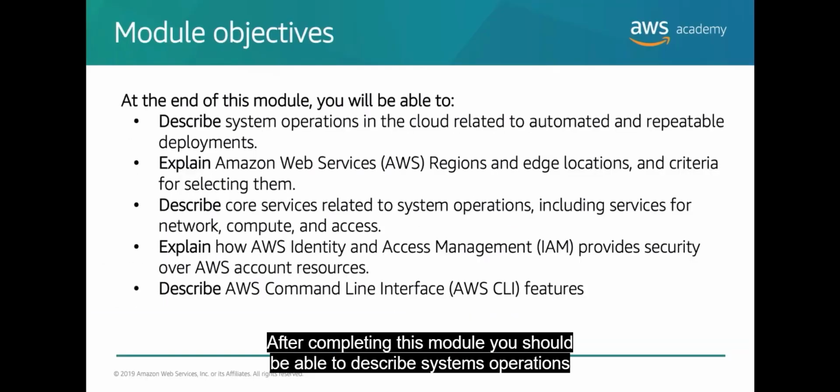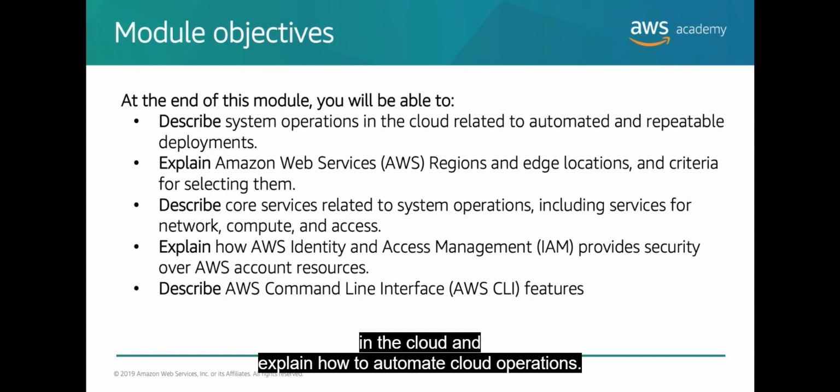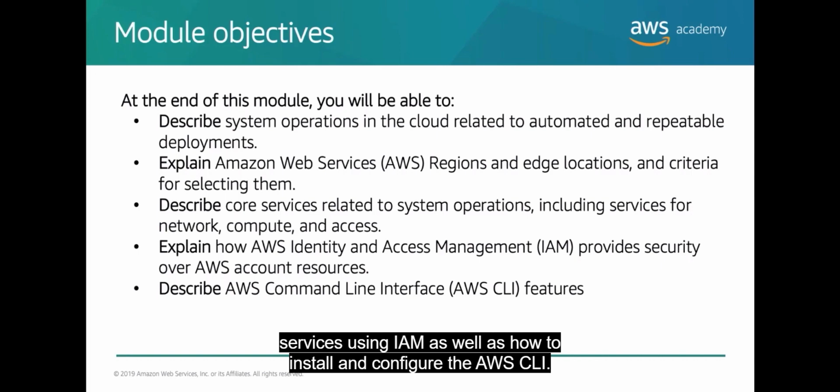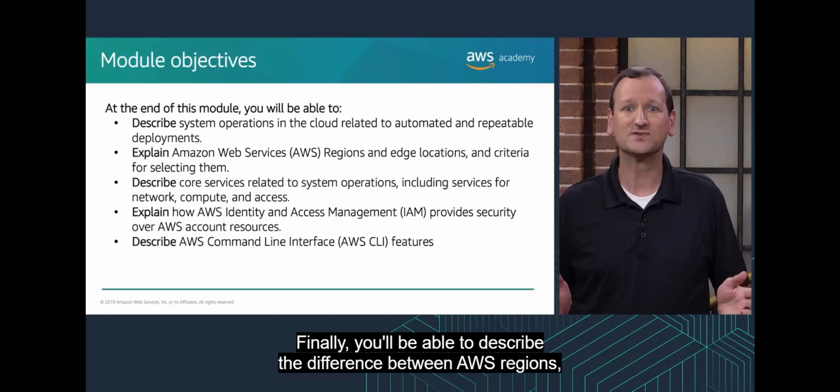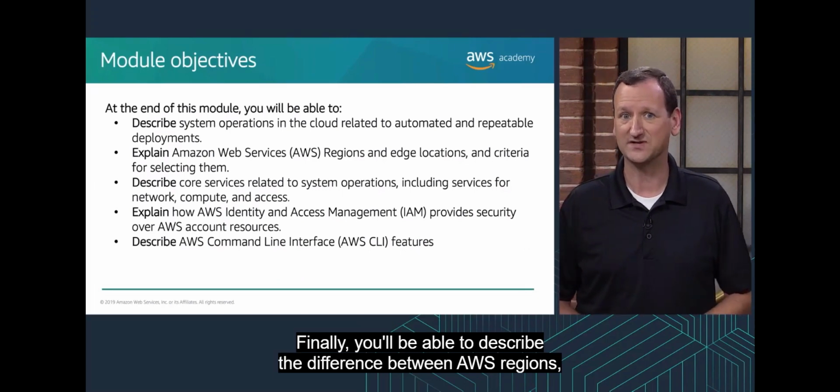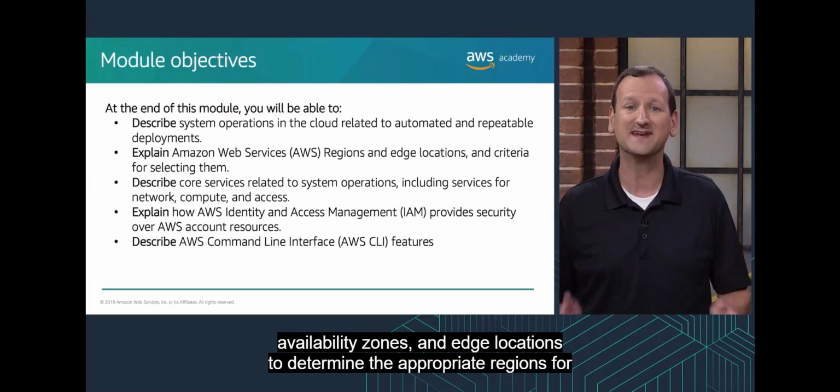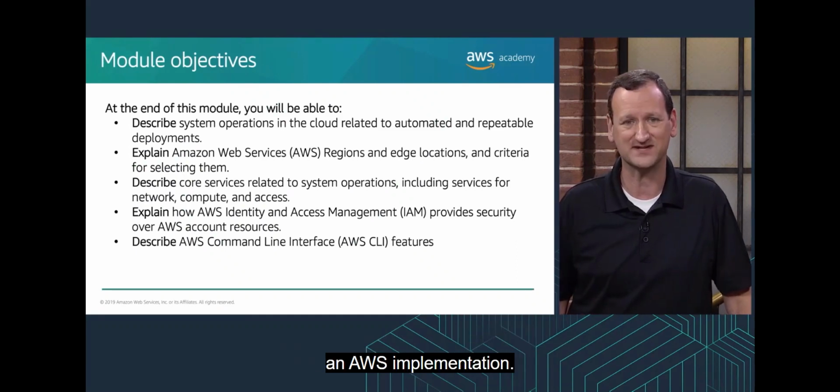After completing this module, you should be able to describe systems operations in the cloud and explain how to automate cloud operations. You will also be able to explain to a colleague how to control access to AWS services using IAM, as well as how to install and configure the AWS CLI. Finally, you'll be able to describe the difference between AWS regions, availability zones, and edge locations to determine the appropriate regions for an AWS implementation.